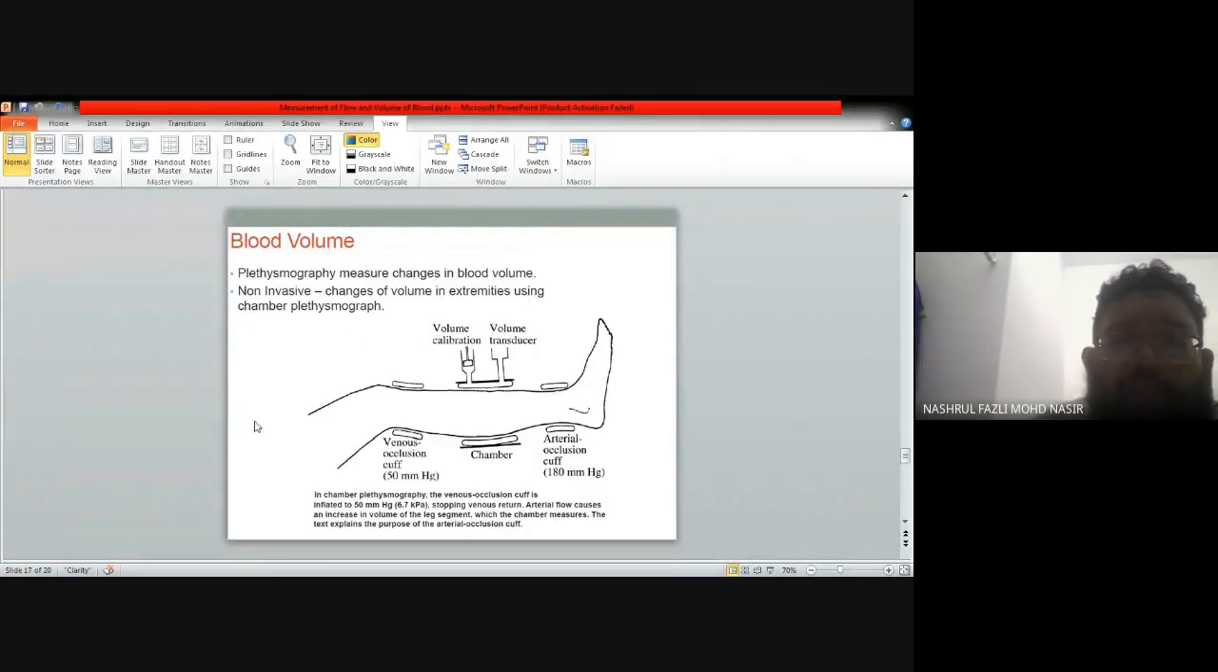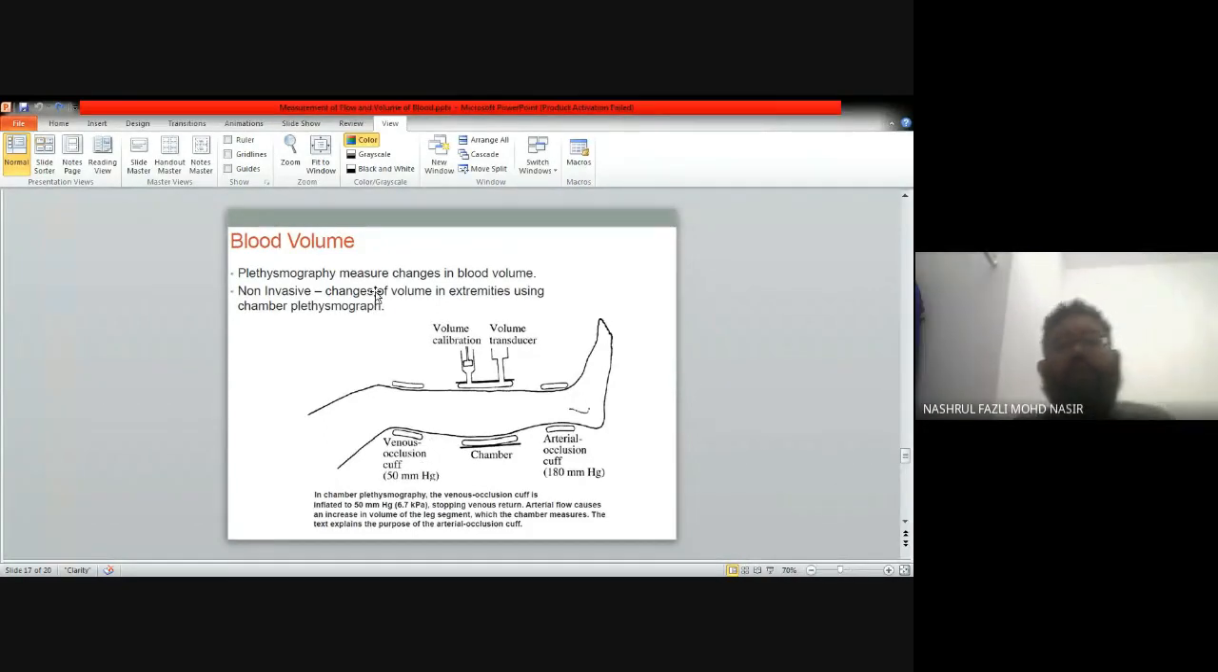So this is a non-invasive plethysmography that measures changes in blood volume. Like I told you, it is non-invasive. It measures changes of volume in extremities, on your lower limb, maybe your upper limb. You have the chamber plethysmograph. So we have this chamber plethysmograph.